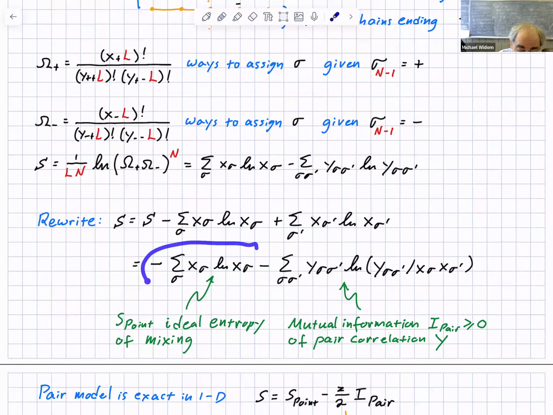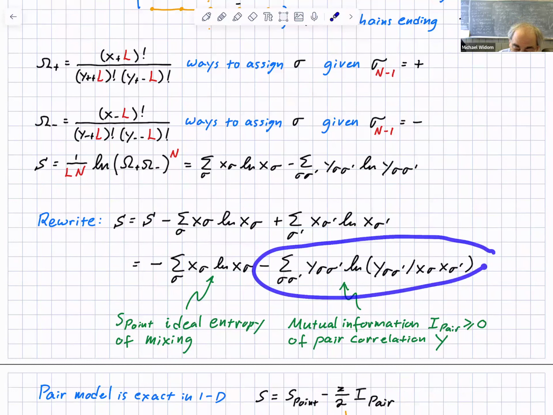So first, let's look at this one. This is the ideal entropy of mixing of the spins. It's also the so-called Bragg-Williams entropy for a binary, well, for any multi-component alloy.